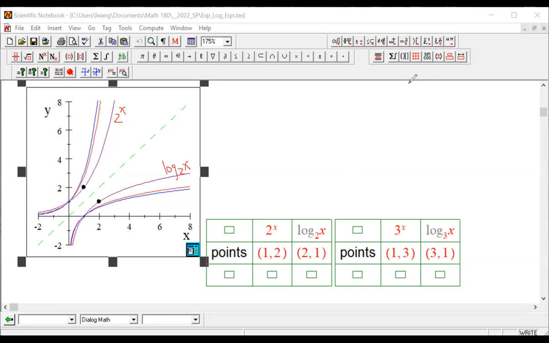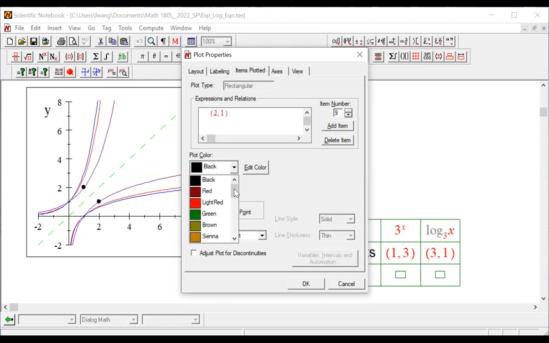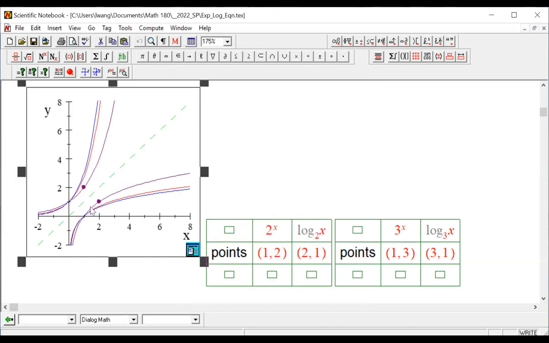To keep what we've discovered, how about we change the color of the black dots to be the same color as the curve? That will make it easier for us. So I'm going to change the color of the two dots to purple. And those have been identified. Very good. So that's 2 to the power x, and we use the color purple.